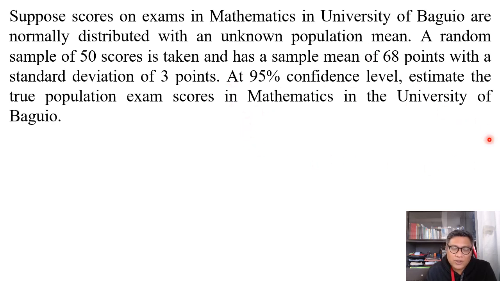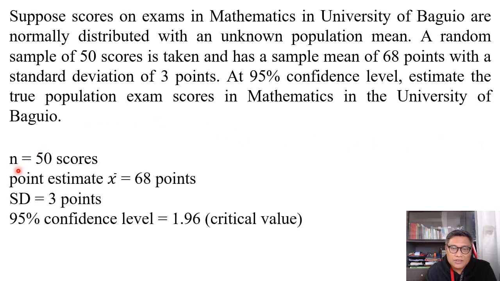First we identify the given data. Our n here is 50 scores because there are only 50 cases that we sampled. Based on these 50 scores, the mean score is 68 points. This is what we call the point estimate. And the standard deviation is 3 points. Now, we are asked to establish a confidence interval, or to estimate the true population exam scores at 95% confidence.